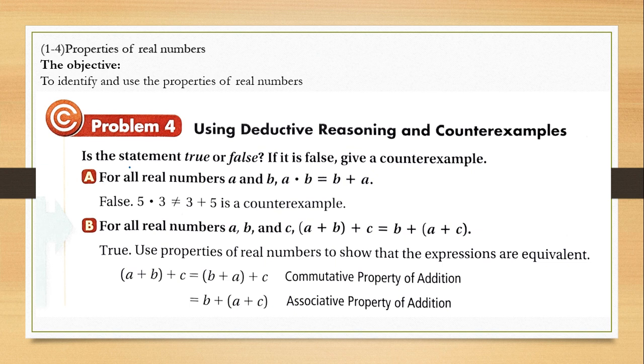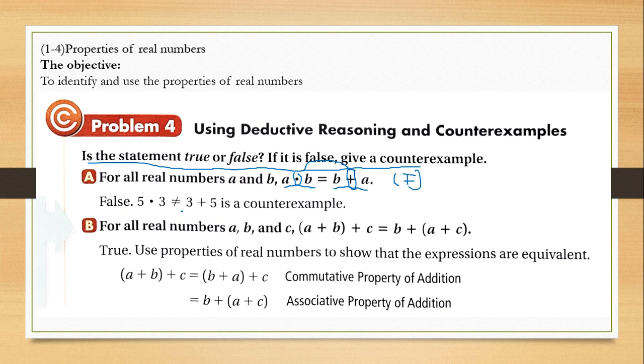Now let's see what we have here. Is the statement true or false? Give a counterexample if it's false. If it's correct, as I said, you must use a property to prove that. So let's see the first one: A times B equals B plus A. Definitely you know that this is false. These are different operations. How is this possible? This is not possible, so just give an example.